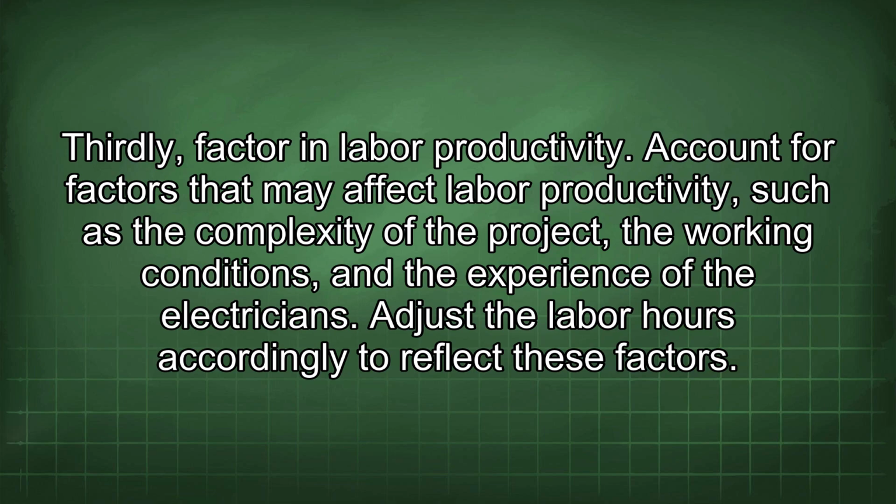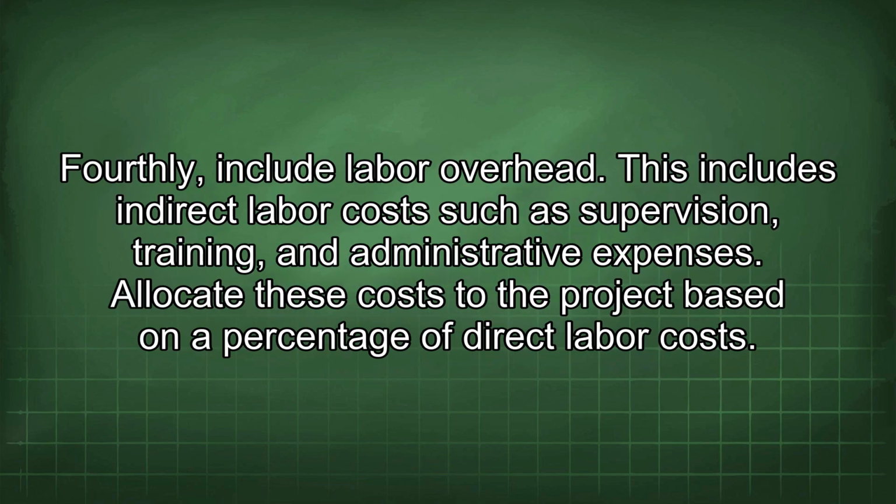Account for factors that may affect labor productivity, such as the complexity of the project, the working conditions, and the experience of the electricians. Adjust the labor hours accordingly to reflect these factors. Fourthly, include labor overhead. This includes indirect labor costs such as supervision, training, and administrative expenses. Allocate these costs to the project based on a percentage of direct labor costs.